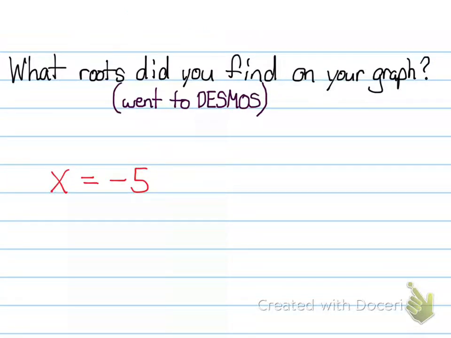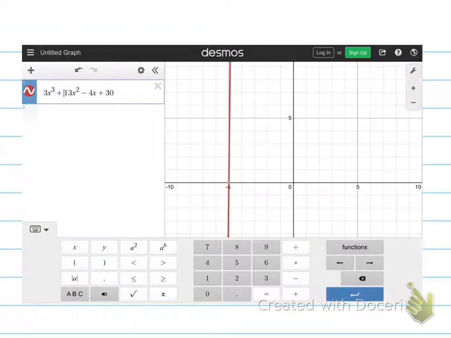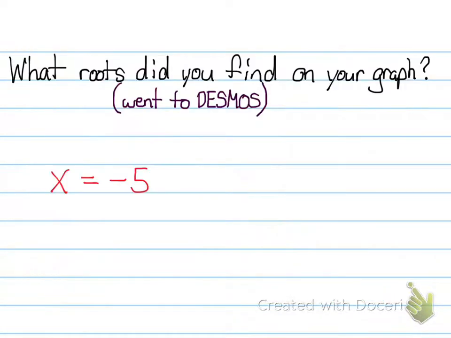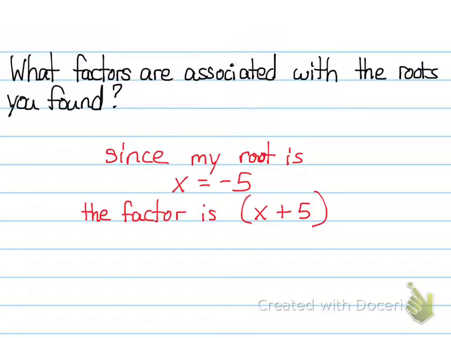All right, the next question, what roots did you find on your graph? Well, when I go to Desmos and type the function in, as you can see, it only crosses over the x-axis one time at the number -5. That's why my root is x equals -5. What factors are associated with the roots you found? Basically what they're saying is change this root to be written in factored form. And so remember from the complete factorization video, the opposite of -5 is +5. So it'll be x plus 5.